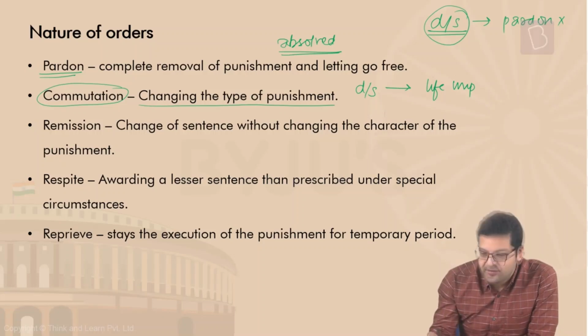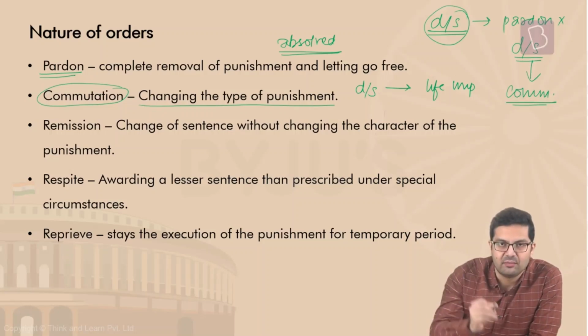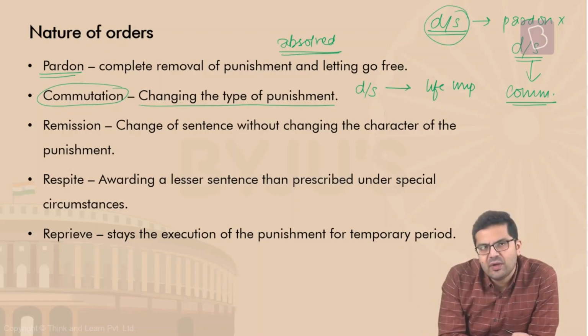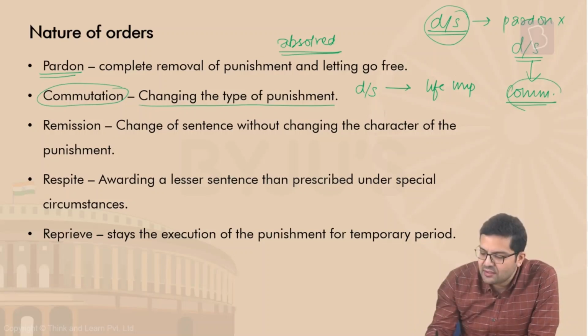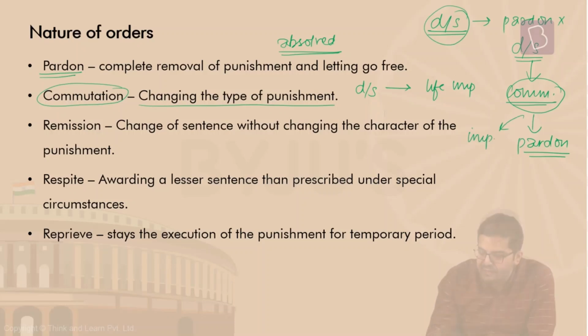Governor cannot. But what if there's a person who had been given a death sentence, and after the person applied for mercy, this death sentence was commuted to a life imprisonment? Say 20 years in jail. Ideally, life imprisonment means till the natural end of your life. But let's say after 12, 14 years, the person's behavior has been very good in the prison. Now can the governor pardon this person? Yes, he can. Why? Because now this person is undergoing an imprisonment, not a death sentence.